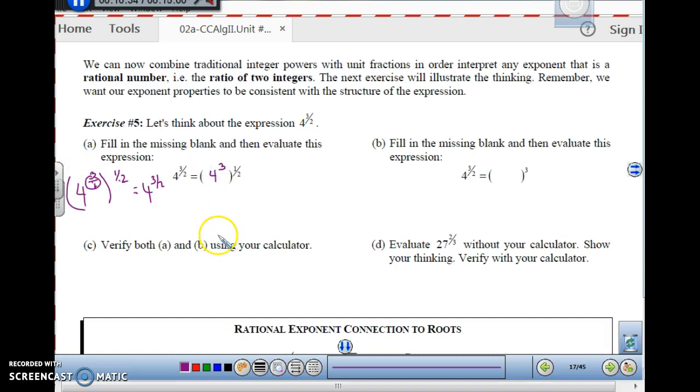All right, so let's evaluate this expression. 4 to the 3rd is 64, because it's 4 times 4 times 4. 64 to the 1/2 actually means the square root of 64, which is equal to 8.